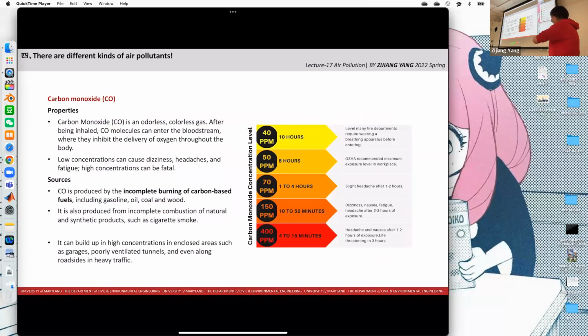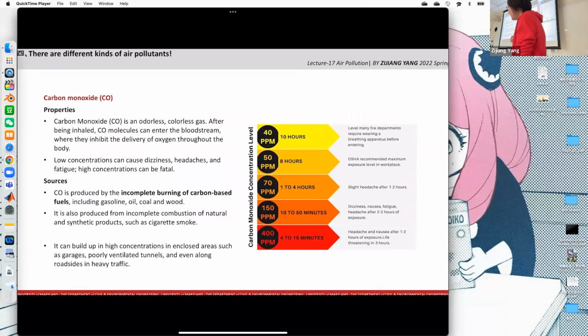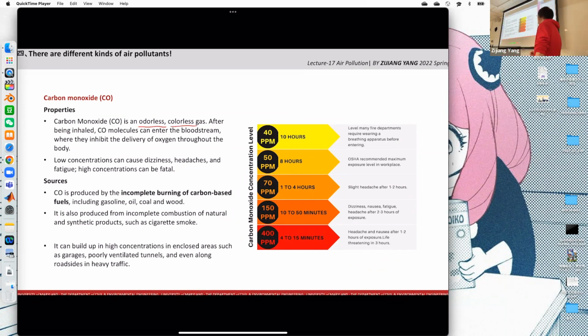And the first air pollutant I want to talk about is carbon monoxide. This air pollutant is dangerous because it is an odorless and colorless gas. So under low concentrations, we cannot feel it by ourselves. And after being inhaled, carbon monoxide molecules can enter the bloodstream where they can inhibit the delivery of oxygen throughout the body. So we will die because of lack of oxygen. And low concentrations can cause different adverse effects.